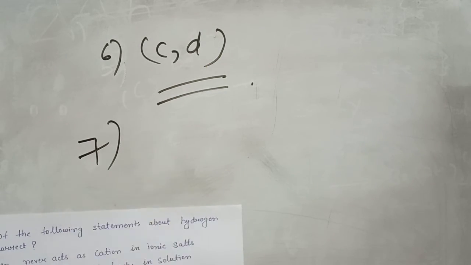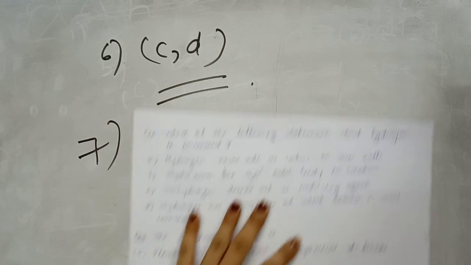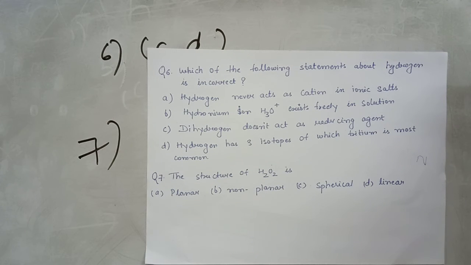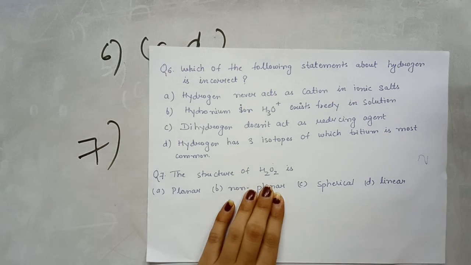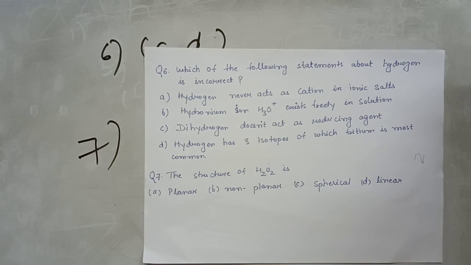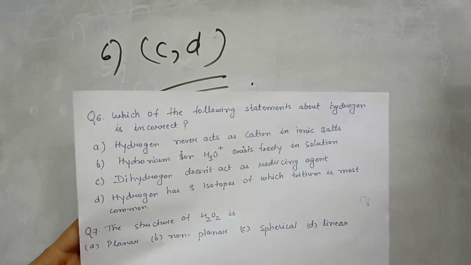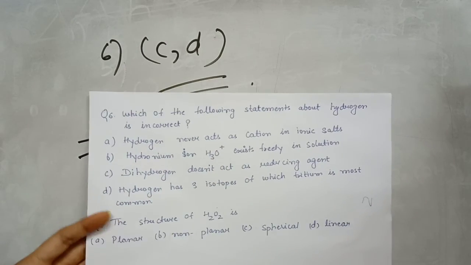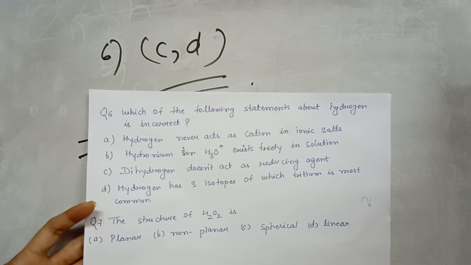Now, 7th question. The structure of H2O2 is option A, planar. So this was asked a very long while ago, maybe 1990s or something, but I have kept this question in this discussion because I thought it's important, asking about the structure of H2O2. Okay, so the structure of H2O2 is option A, planar, option B, non-planar, option C, spherical, option D, linear.